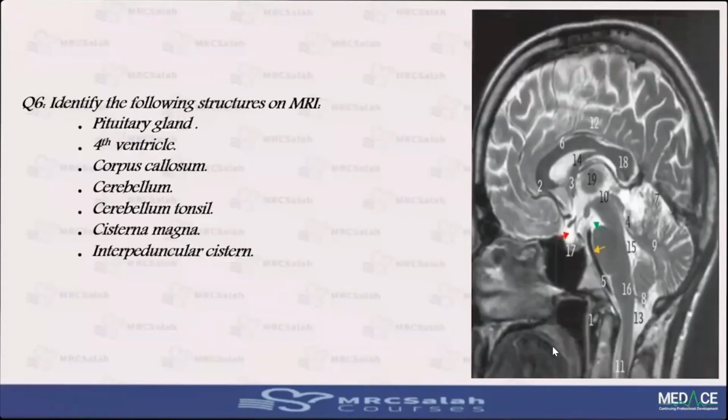What about the corpus callosum? Is it number 6? It's 2, 6, and 18, this part, the splenium. And the cerebellum? The cerebellum is number 9. Yes, definitely. And what about the cerebellar tonsil? Number 8. And what about the cisterna magna? Number 13. And the interpeduncular cistern? It is the green arrow. Yes.